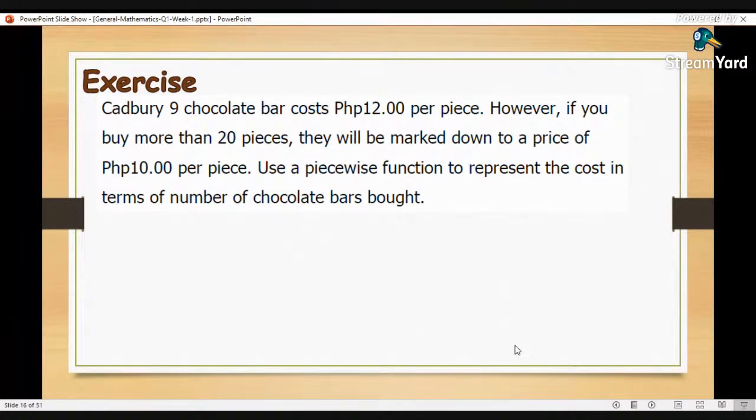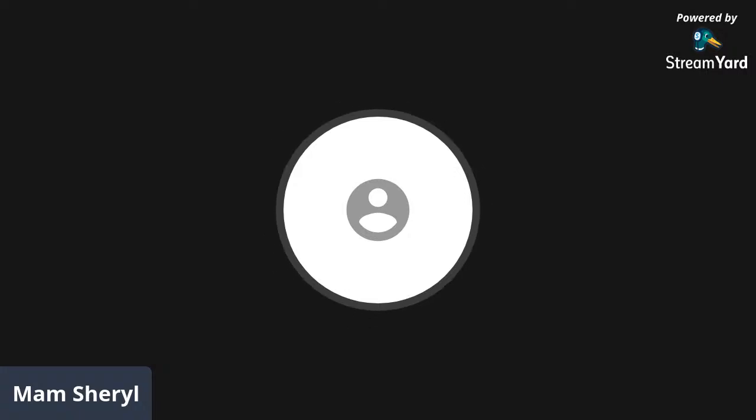Okay. Cadbury chocolate bars cost 12 pesos per piece. However, if you buy more than 20 pieces, they will be marked down to a price of 10 pesos per piece. Use a piecewise function to represent the cost in terms of the number of chocolate bars. Okay, so let's proceed to the paint.